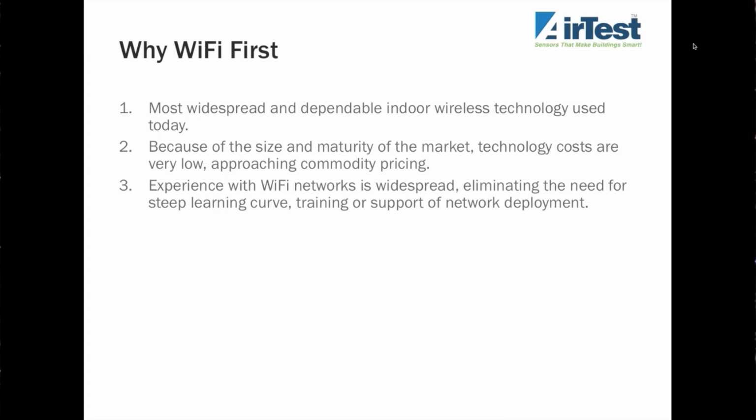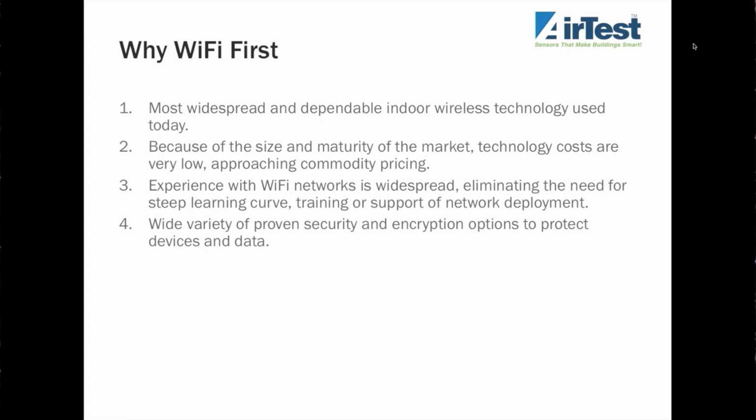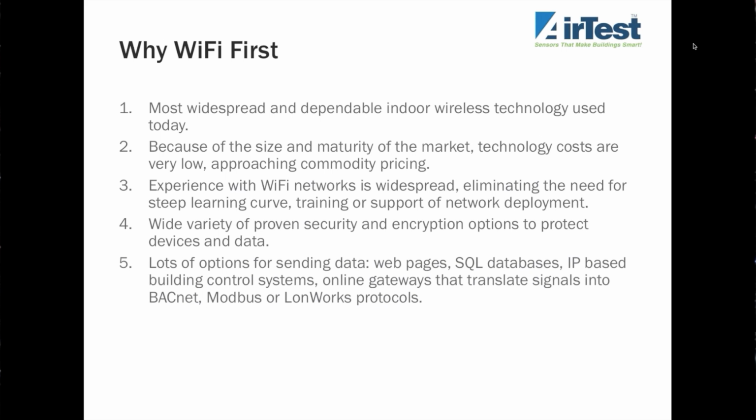And the other thing we know is that most people know how to log into a Wi-Fi network. They know how to troubleshoot a Wi-Fi network. If you're over 9 years old, you can probably set up a Wi-Fi router, or a number of people can. The other thing that's, I think, attractive about the Wi-Fi is that it's already got a vigorous security infrastructure intact. And so you can use the various security and encryption options that are already available for computers and other networks and really apply them to the sensors that we provide.